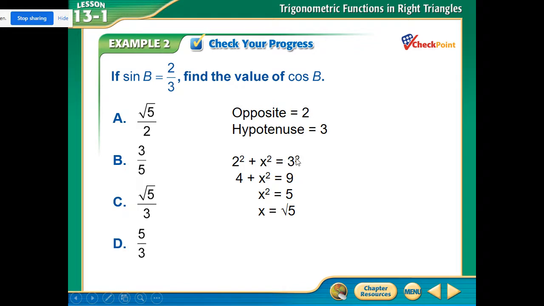The hypotenuse, again, remember, is always by itself. 4 plus x squared equals 9. X squared equals 5. X equals the square root of 5. So that's the adjacent. Cosine is adjacent over hypotenuse. So square root of 5 over 3. By just finding the other side, we can go ahead and write down any of the sine, cosine, tangent, cosecant, secant, or cotangent.